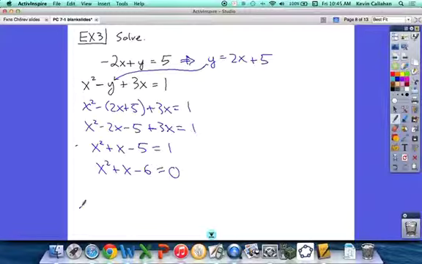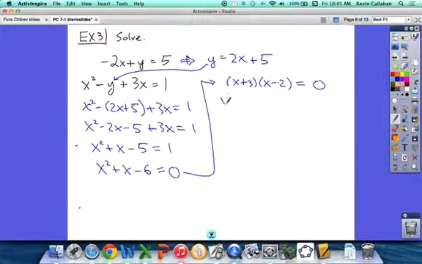It's factorable. That will give us x plus 3 times x minus 2 equals 0. So x equals negative 3 and x equals 2. But now you need to find the y values to go with that.